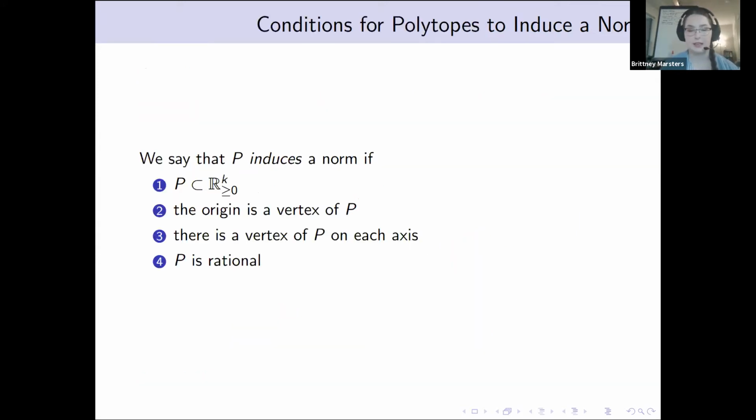We're going to look at specific kinds of polytopes that sit nicely near the origin. So we're going to need that it's non-negative. We need that the origin is a vertex in our polytope, and that there's a vertex of our polytope on each axis. Lastly, we also need that our polytope is rational, meaning that the coordinates defining the convex hull are rational points. This is a generalization, or less of a generalization, of things that normally induce a polytopal norm, but we're only going to be looking at them on non-negative integer points, so this is what we really need.